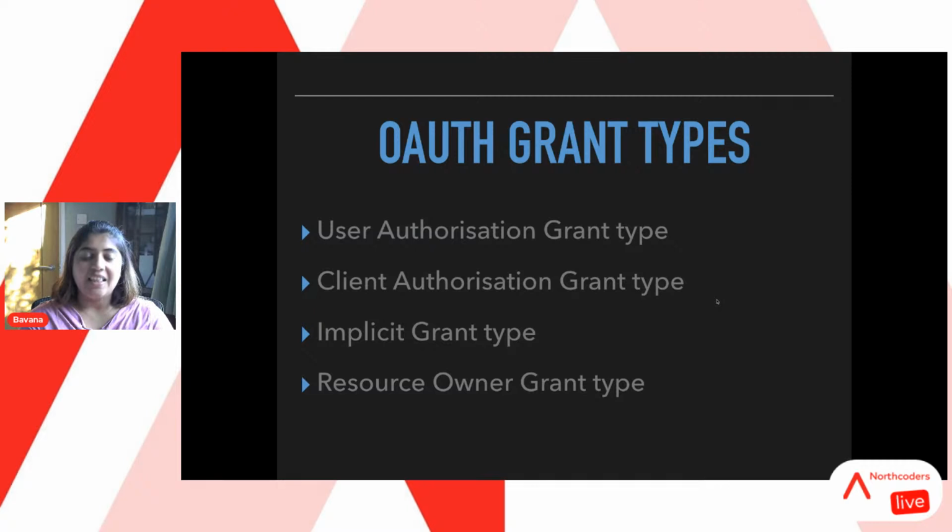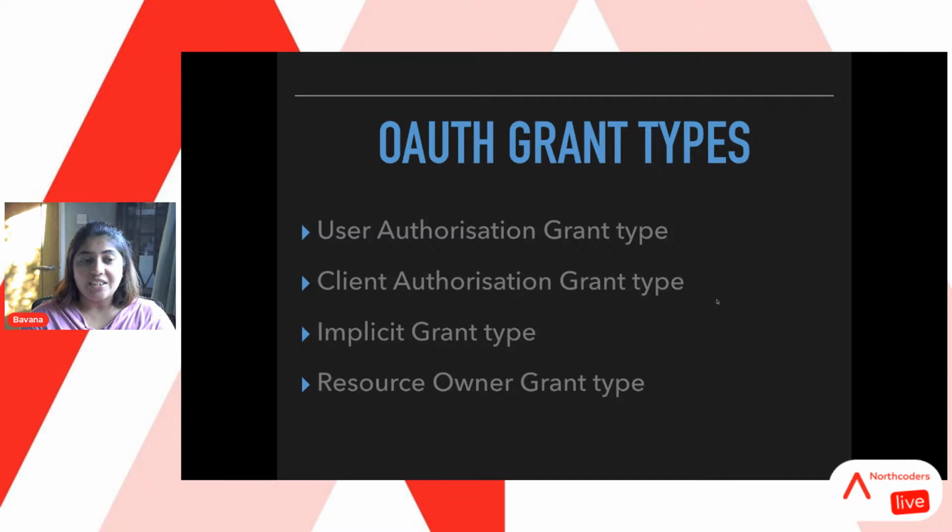Then you have a client authorization grant type, which is something that happens between services. This has nothing to do with the user at the endpoint. And then you have something called the implicit grant type, which is terribly, terribly bad from a security point of view. And the resource owner grant type, which is similar to the implicit grant type, but has a few things that are a bit more customizable. But again, implicit and resource owner grant types are almost a no-no when you think about trying to share your information online.